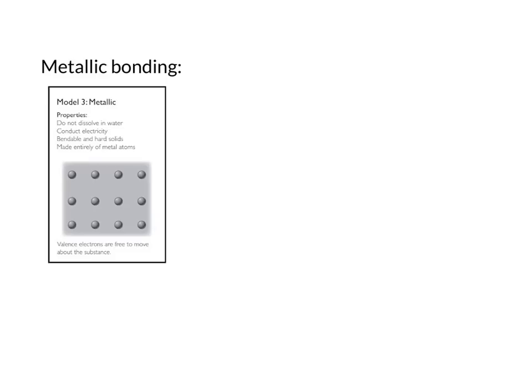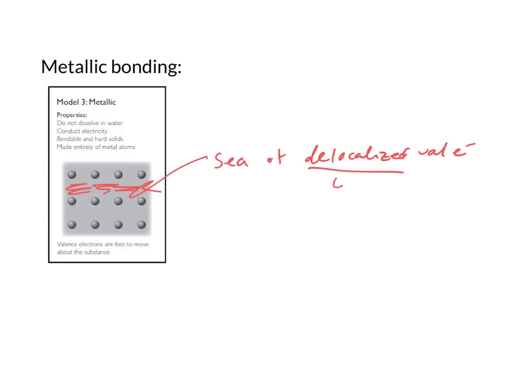So instead, what happens is that these valence electrons that are attached to the metal, when they are interacting, are no longer attached to the metal. So what forms is what we call the sea of delocalized valence electrons. Delocalized means that they're not associated with a particular atom, which means that they are free to move throughout the structure.